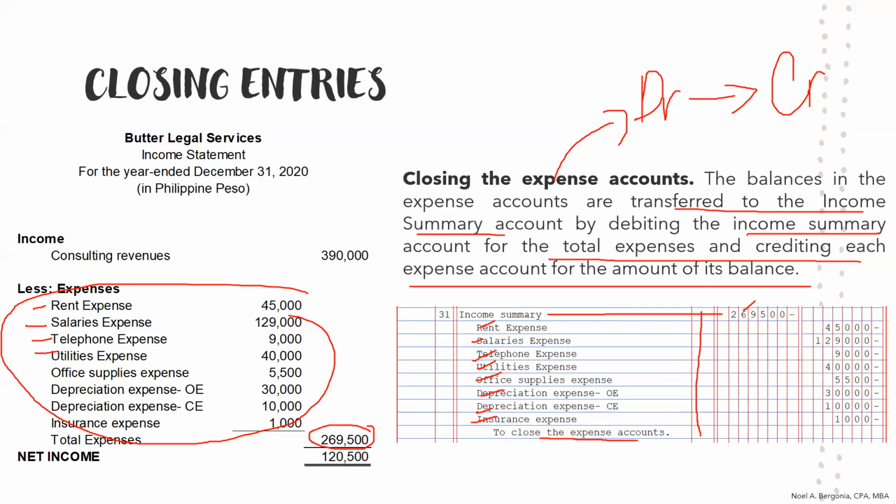So, it's easy. You just contra its normal balance so it becomes zero. Just do not forget to make sure that your expense accounts are all in the closing entries. You might forget to take something from the income statement, and it will cause the balance of the expense account not to be zero. Okay? So I hope that is clear. It's fairly easy. Again, the date should be the last day of the month.